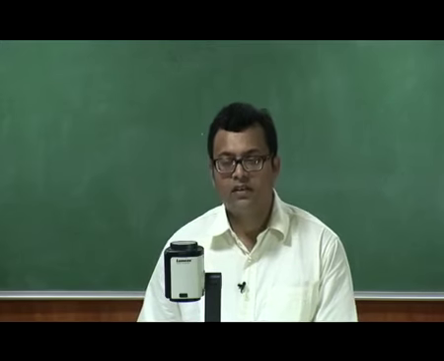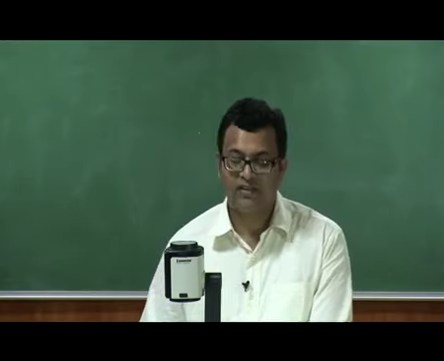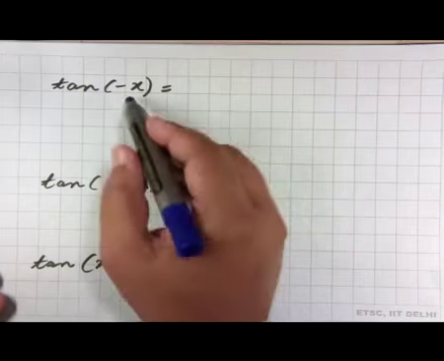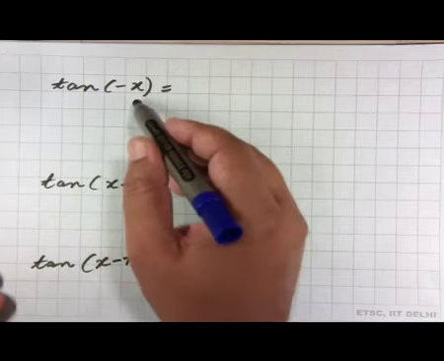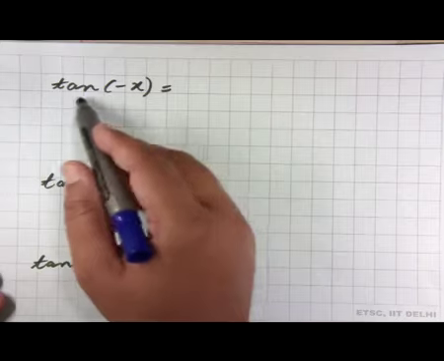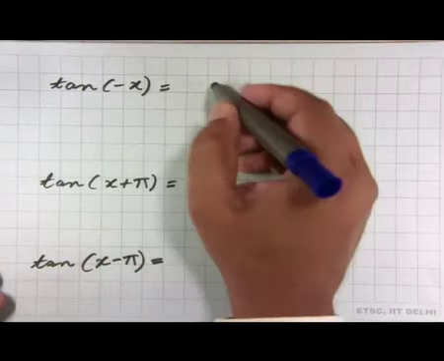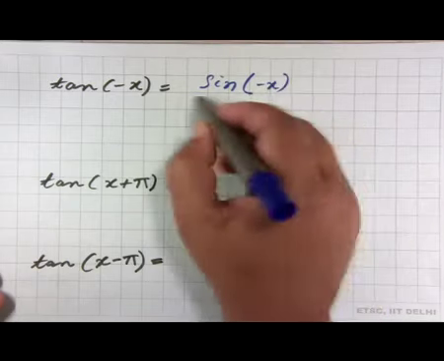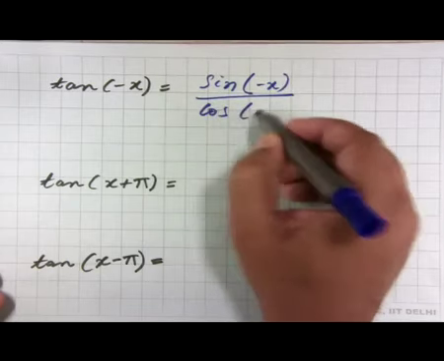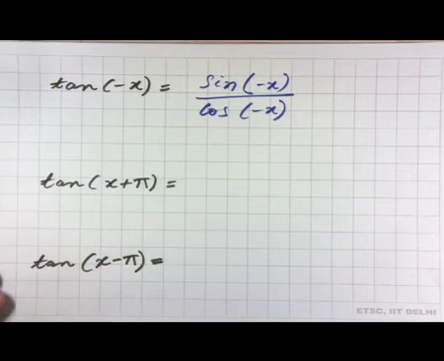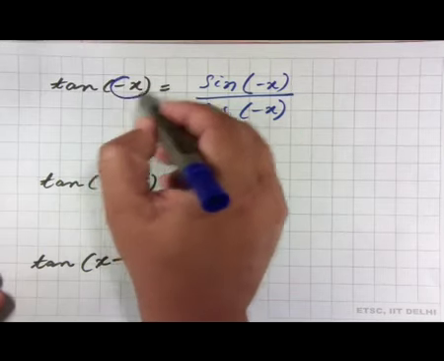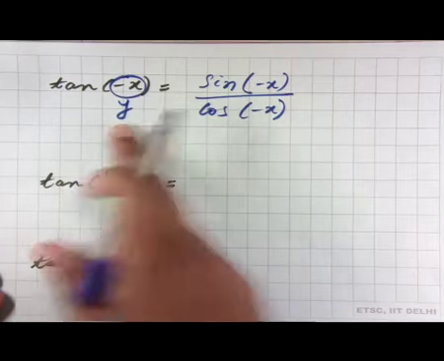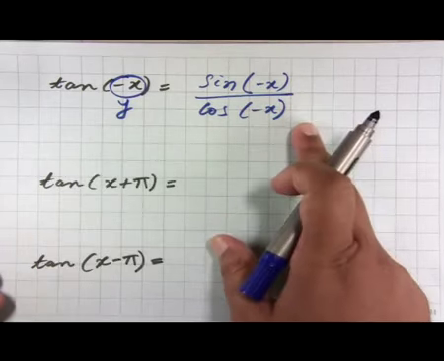So, just as we had computed sine of minus x and cos of minus x, we can also calculate tan of minus x. But since tan of x is sin x by cos x, tan of minus x will be equal to sine of minus x divided by cosine of minus x. I mean, we can just treat this as some other variable y, and then tan of y is sine of y divided by cos of y.